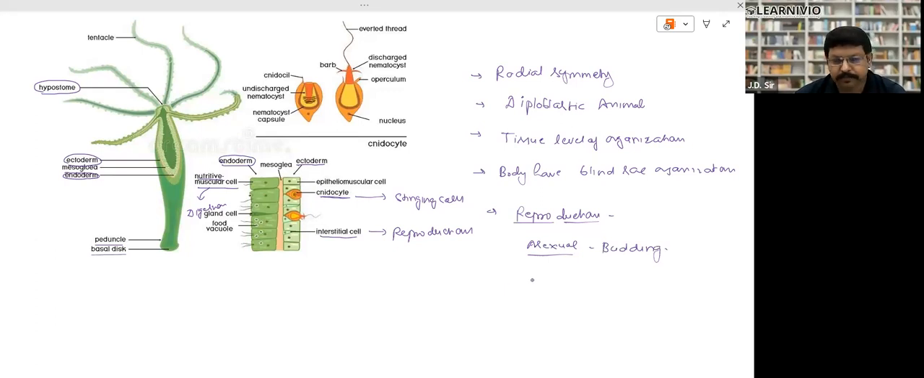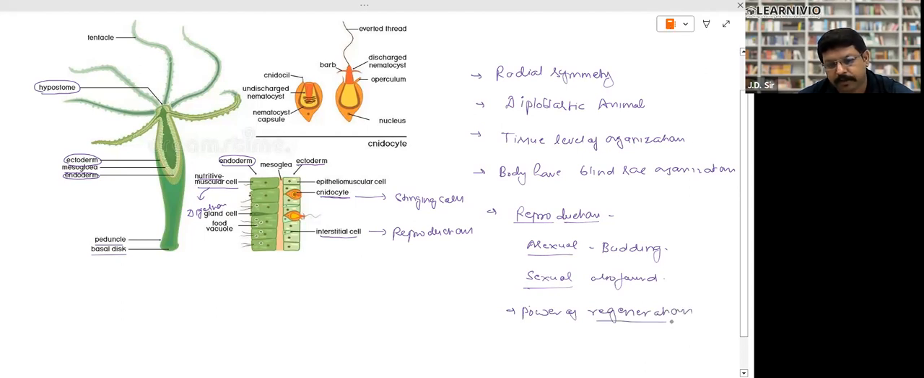Sexual reproduction is also found. They also reproduce sexually, and they have the power of regeneration. That you need to remember. The power of regeneration is well developed.